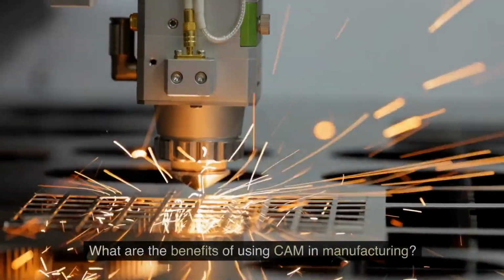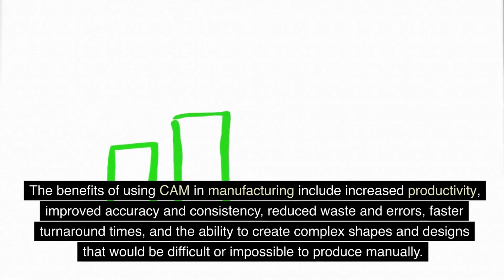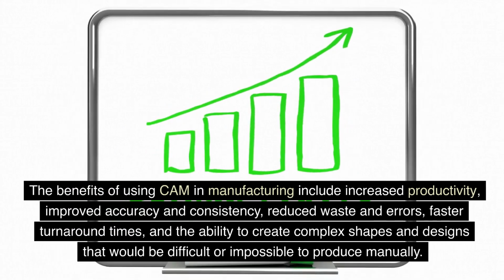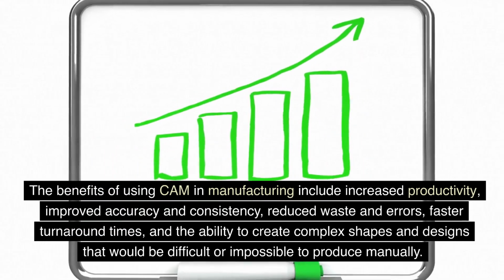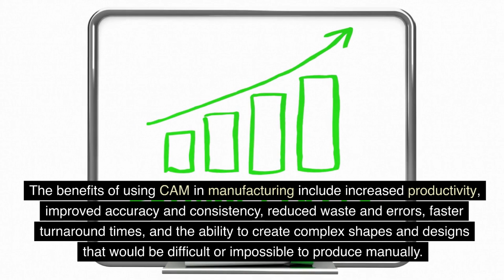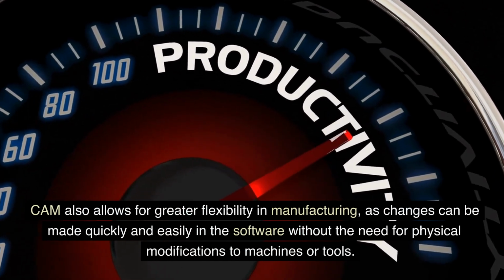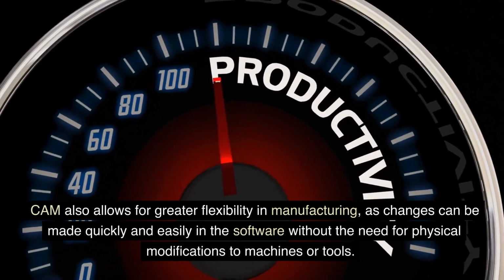2. What are the benefits of using CAM in manufacturing? The benefits of using CAM in manufacturing include increased productivity, improved accuracy and consistency, reduced waste and errors, faster turnaround times, and the ability to create complex shapes and designs that would be difficult or impossible to produce manually. CAM also allows for greater flexibility in manufacturing, as changes can be made quickly and easily in the software without the need for physical modifications to machines or tools.